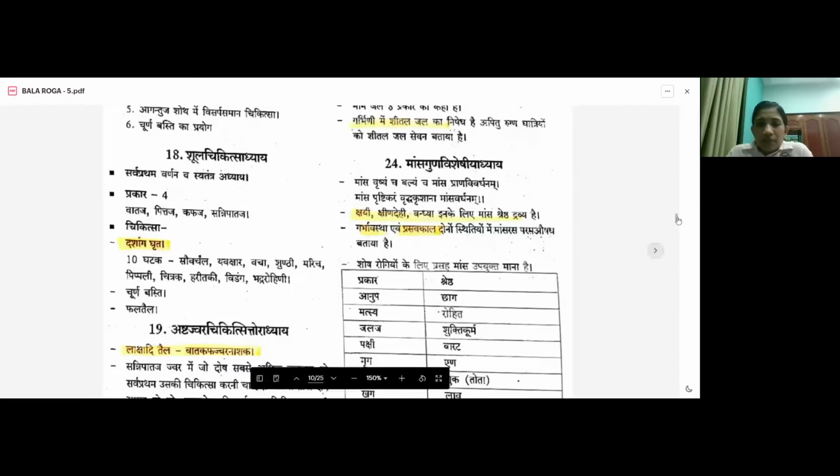And the next chapter is Mamsa Guna Visheshiya Adhyayam. In this chapter, the qualities of the mamsam are vrishyam, balyam, and prana vivardhana. And mamsam pushtikaram vriddha krisha mamsavardhana. So it helps to increase the muscles or mamsa of the vriddha and krisha, and it is pushtikara, and increases the prana vivardhana, and it is vrishya in nature. So these are the qualities of the mamsam.